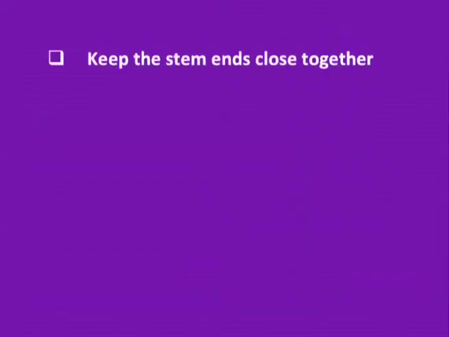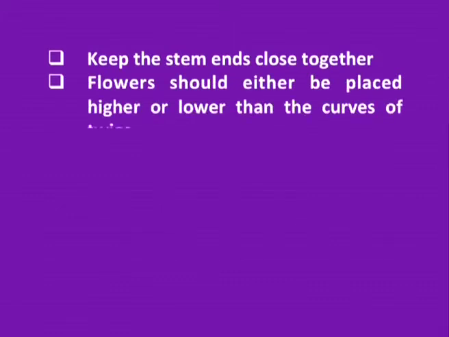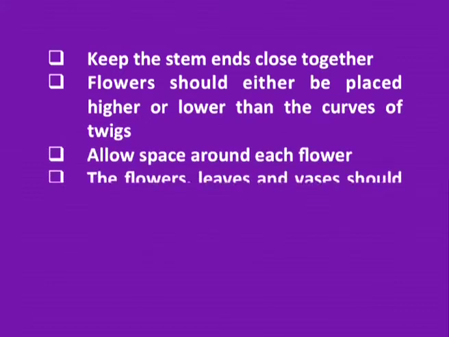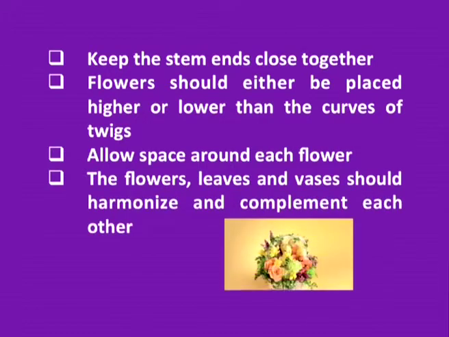Keep the stem ends close together. Flowers should either be placed higher or lower than the curves of twigs. Allow space around each flower. The flowers, leaves and vases should harmonize and complement each other, that is, both should go well together.